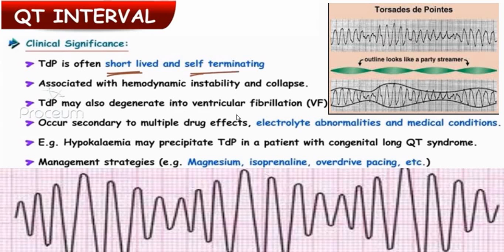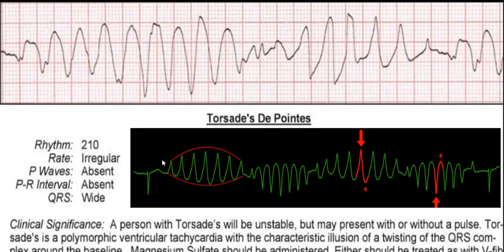And very frequently we have already mentioned all those etiologies, that is electrolyte imbalance and congenital long QT syndromes. So again, polymorphic ventricular tachycardia, long, short, short, long, and then short QT followed by suddenly triggered by R on T phenomenon and polymorphic ventricular tachycardia.